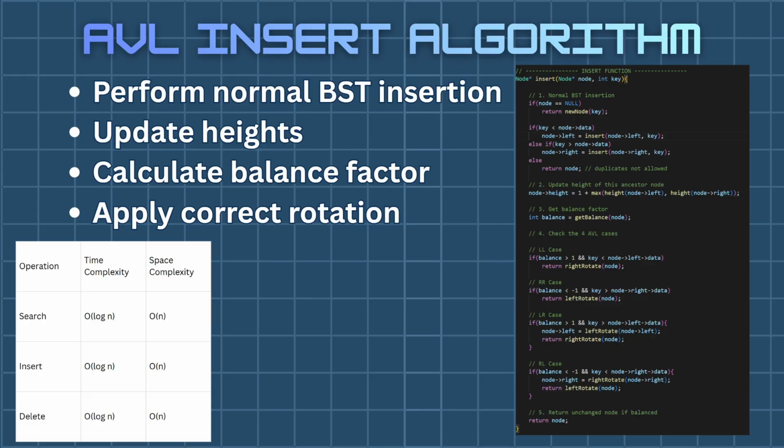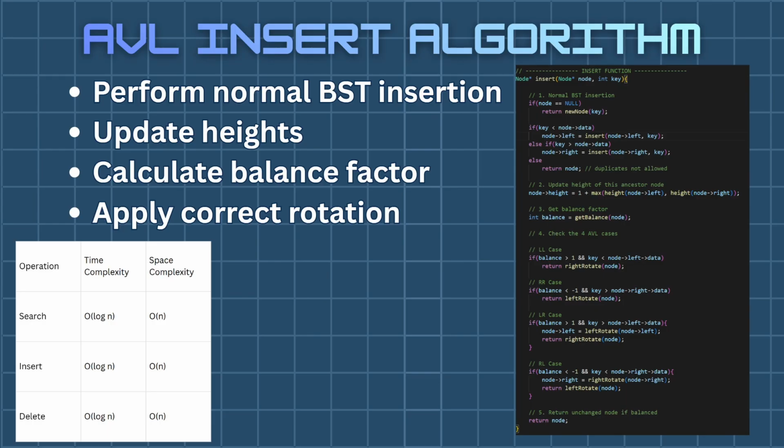The insertion algorithm of an AVL tree follows 4 main steps. First, we insert the value like a normal binary search tree. Second, we update the height of each node as we return from the recursion. Third, we compute the balance factor. Finally, if a node becomes unbalanced, we apply the correct rotation. This process ensures the tree remains balanced at all times.